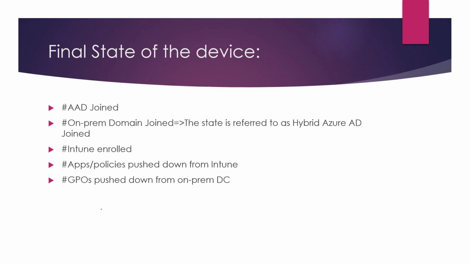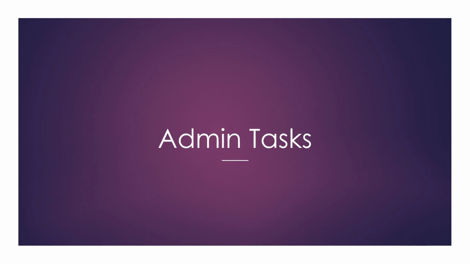Okay, so this is the final state. Device is Azure AD joined, on-prem joined. That is hybrid Azure AD state. Device is Intune enrolled. Apps and policies are pushed down to the device. Group policy is pushed down to the device. Okay.